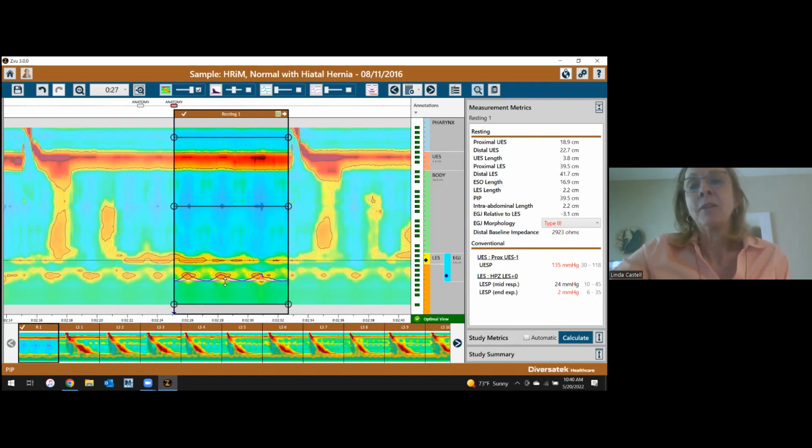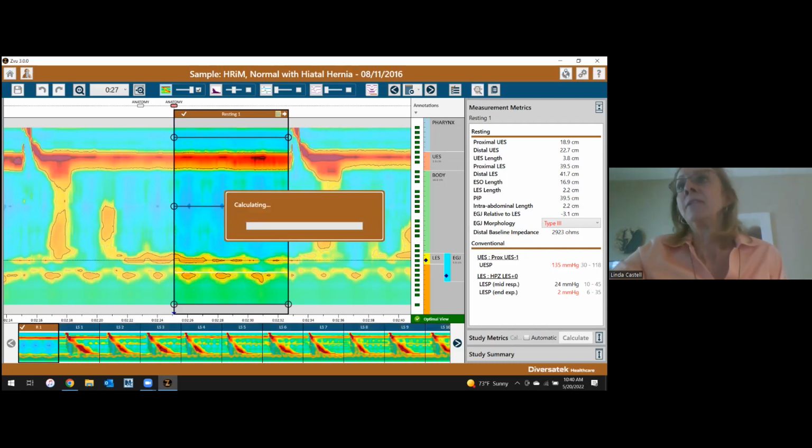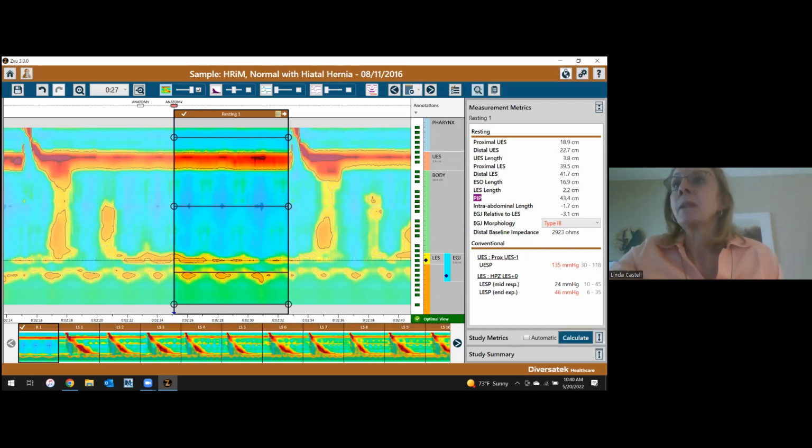Okay, and the pink and the blue are both going up, up, up. So right here, it almost looks like a diamond. So the pressure goes up on the abdominal side and goes down on the thoracic side. And if you look at your values here, proximal LES is at 39.5. If you were going to do an impedance pH study on this patient, you'd place your catheter 5 centimeters above that, so 35 basically. Your distal LES is at 41.